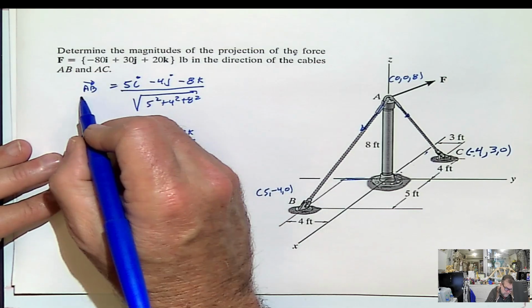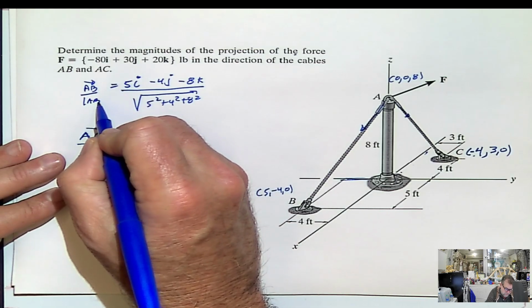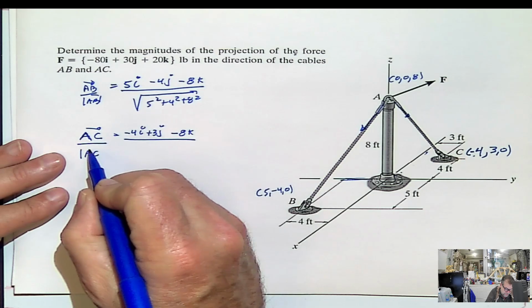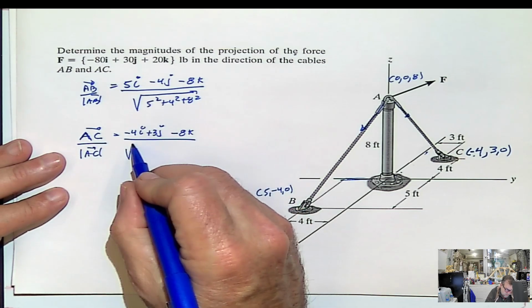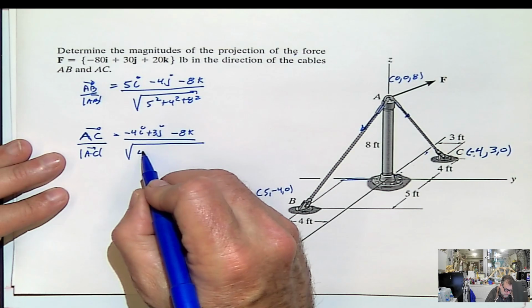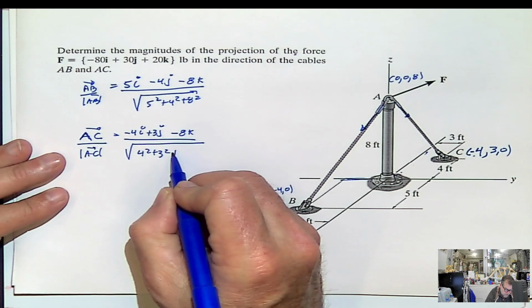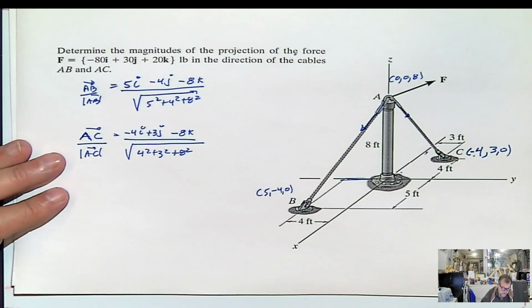Divide that by the magnitude of AC, the square root of 4 squared plus 3 squared plus 8 squared, and then we have everything that we need to have.